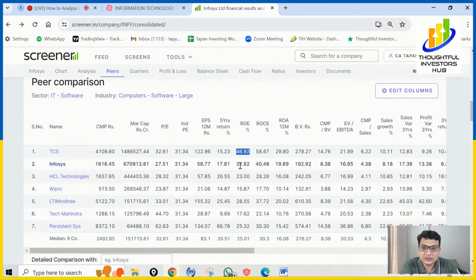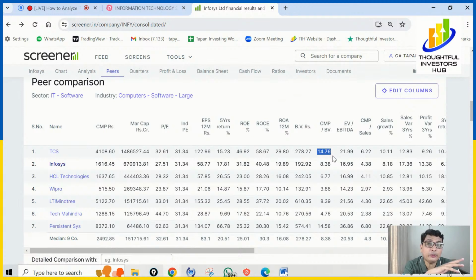Then comes Infosys. Even though such a big company, they are having such a high ROE, and that's why they are getting a premium. That's why it is having a 32.61 PE ratio. Then you can see all other companies are there. Okay, now this one I told, PE ratio you have to check. ROE dekho, then ROA and all that, it's okay.